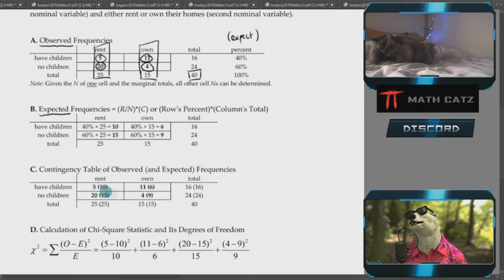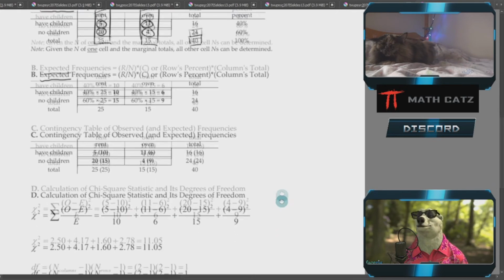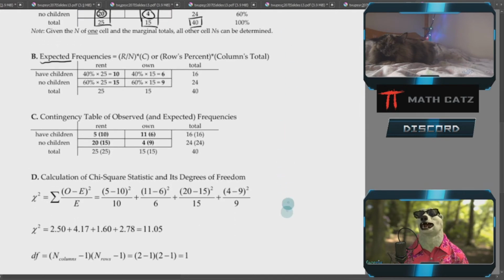In this case, we have 4 of them. We're going to do it 4 times. The degrees of freedom in this case is a little different. Number of columns minus 1, number of rows minus 1. So in this case, degrees of freedom is only 1 because I had 2 and 2. 1 times 1 is 1.